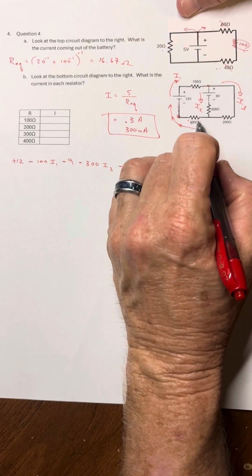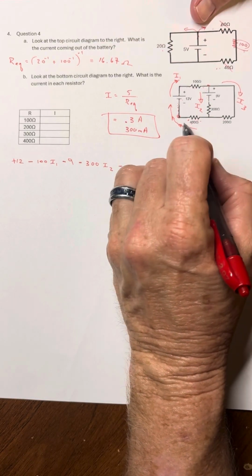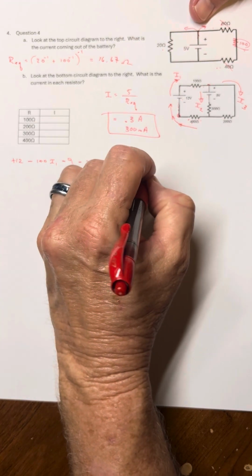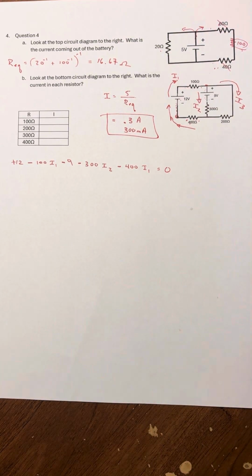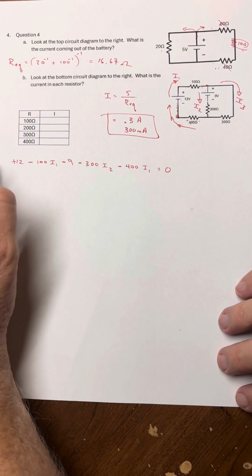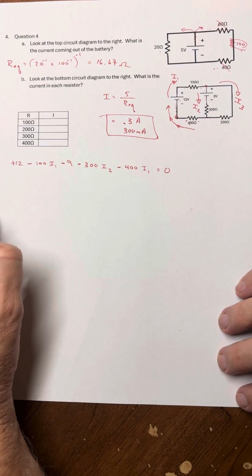So here I know the direction and magnitude. It's from right to left, and it's I1. So this would be minus 400 I1, and that completes the loop. And that'd be my first equation. Let me give myself a little room to simplify it.